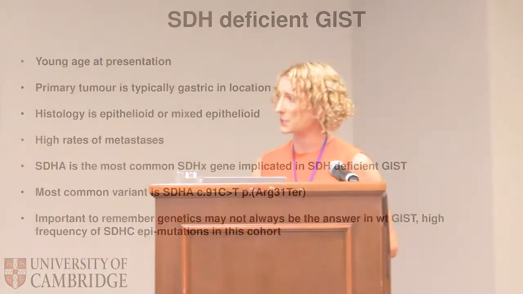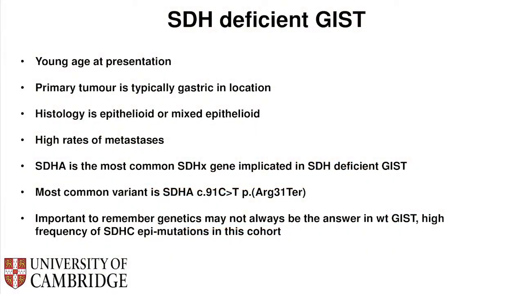So again, just to summarise our UK cohort, they tend to be very young in presentation. The tumour has always been in the stomach in our series. Histology tends to be epithelioid or mixed epithelioid. We unfortunately see high rates of metastases at presentation. SDHA is by far the most common of the succinate dehydrogenase genes to be implicated in SDH deficient GIST. And the most common variant we see in SDHA is this truncating variant at arginine position 31.